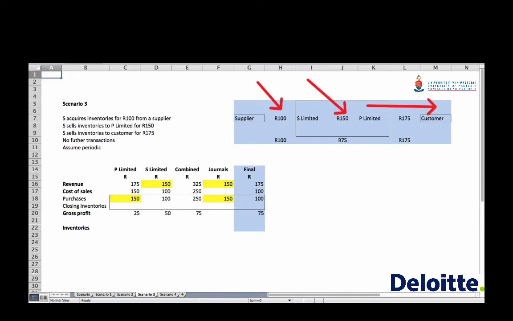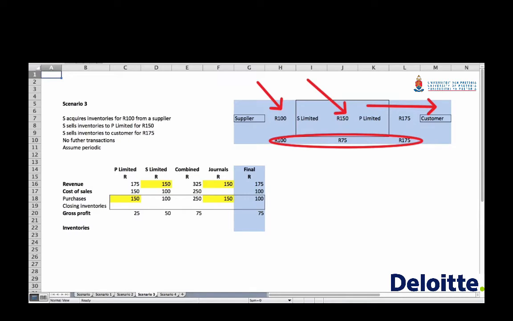So we are looking at business combinations. What is the effect if S and P Limited are regarded as a single entity? Well, the supplier sold them inventories for 100 Rand. The group has sold them to a customer for 175 Rand, meaning we need a 75 Rand gross profit for the group. Let's have a look how we get there.